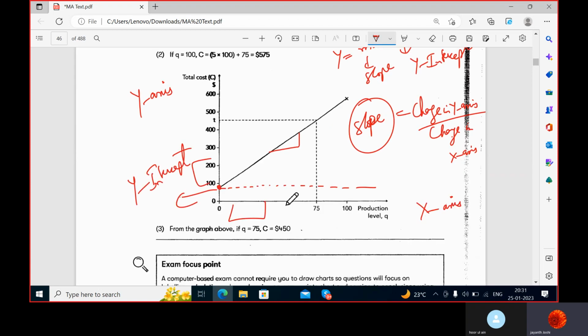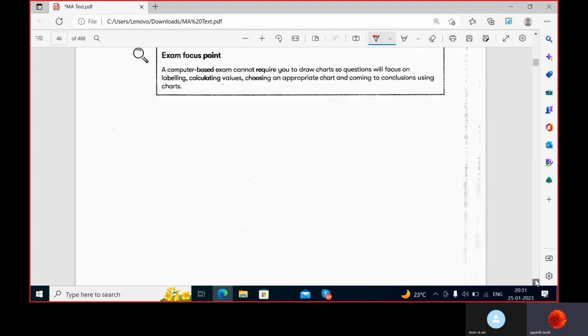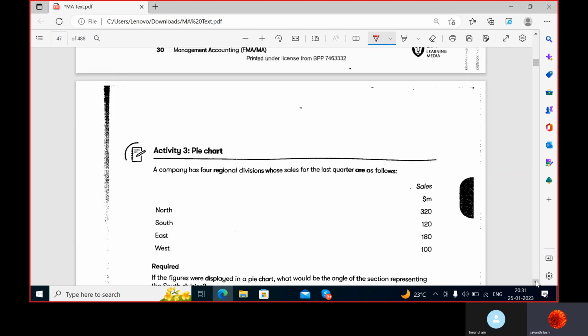Accordingly, what will happen? You multiply the number of units, and the variable cost will be increasing. So let's say you multiply the quantity, and you're making 100 units. So it becomes 575. So you see, your fixed cost was 75, the production you're doing is 100, and your cost is 575. That's it.